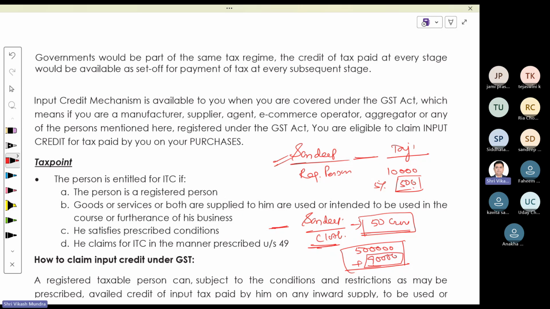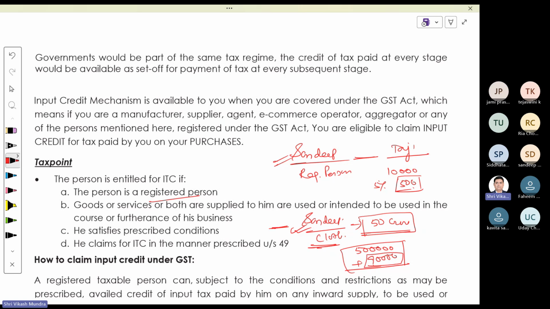Try to focus on the basic conditions. He is a registered person. Yes, Sandeep is a registered person. Goods or services which he has bought should be used in the business or profession. Audit is supposed to be done for the business, hence it is used in the business. It may be indirect, it may be direct use in the business, but it is not for personal purpose. Hence, if the prescribed conditions are fulfilled, he is supposed to claim the ITC on this 90,000.